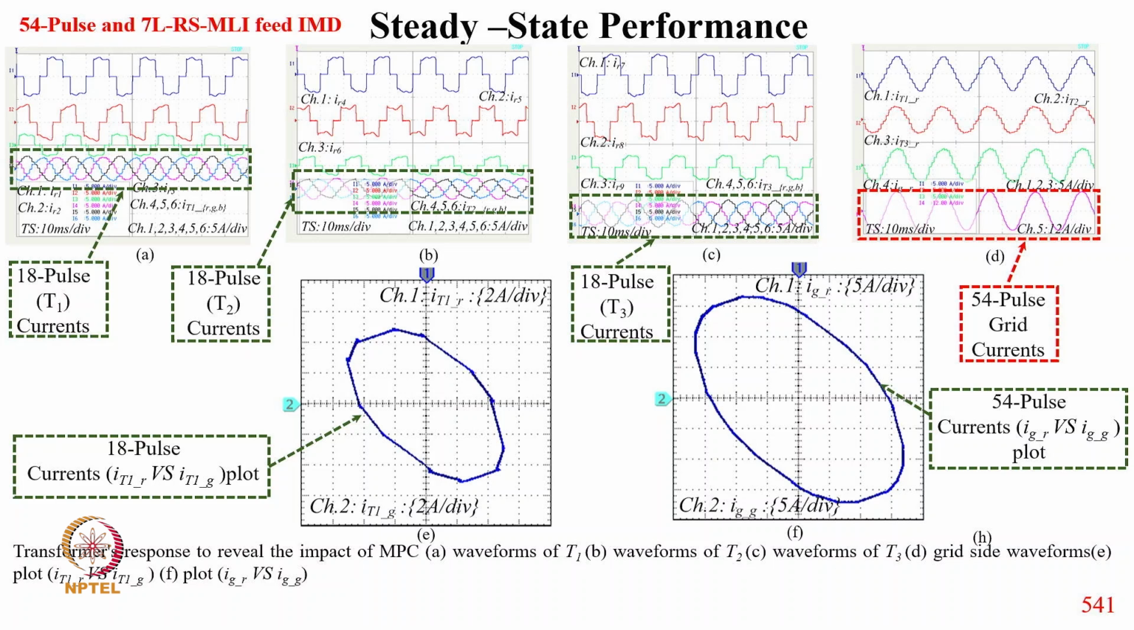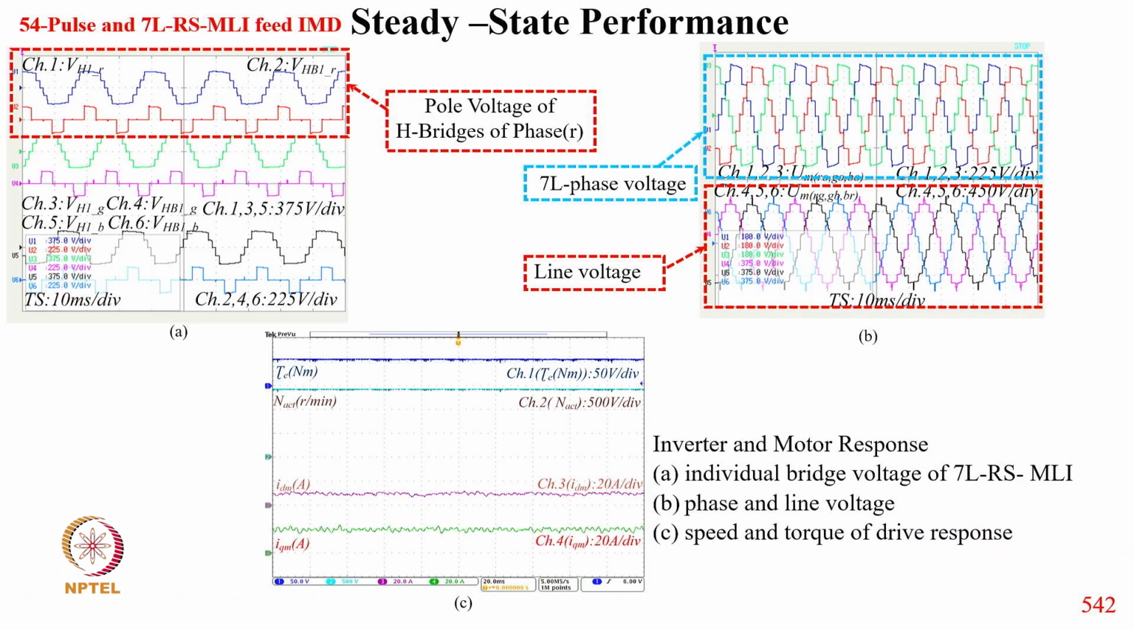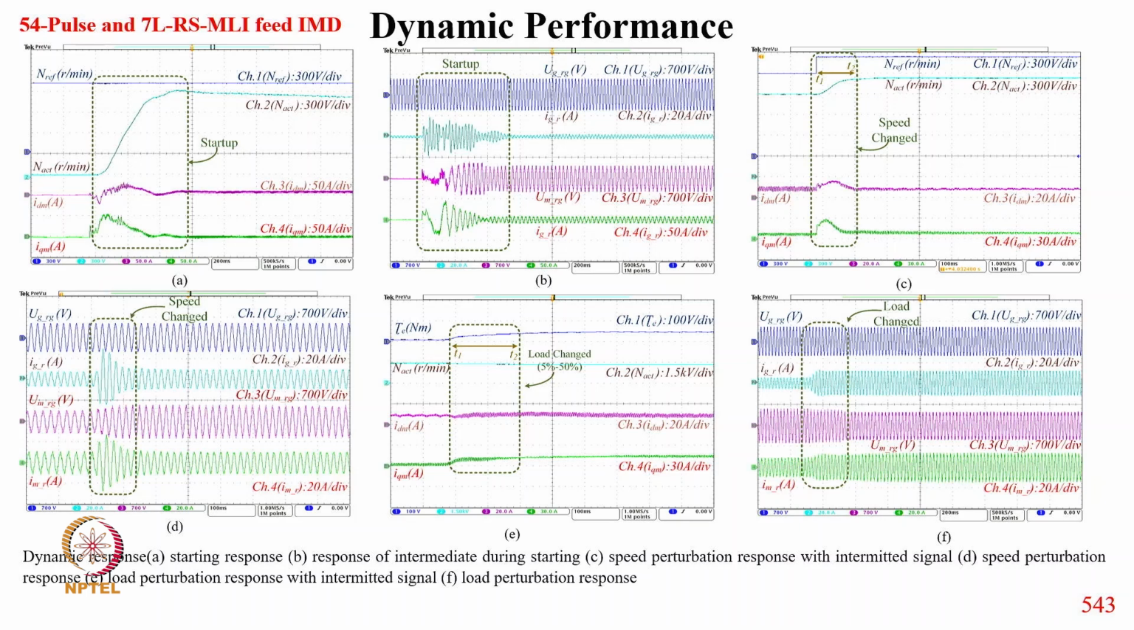With the adding of the 18 pulse, how it comes exactly close to sinusoidal. And this is typically the winding currents, and finally coming to your 7 level converter voltage, and this is the performance during starting.